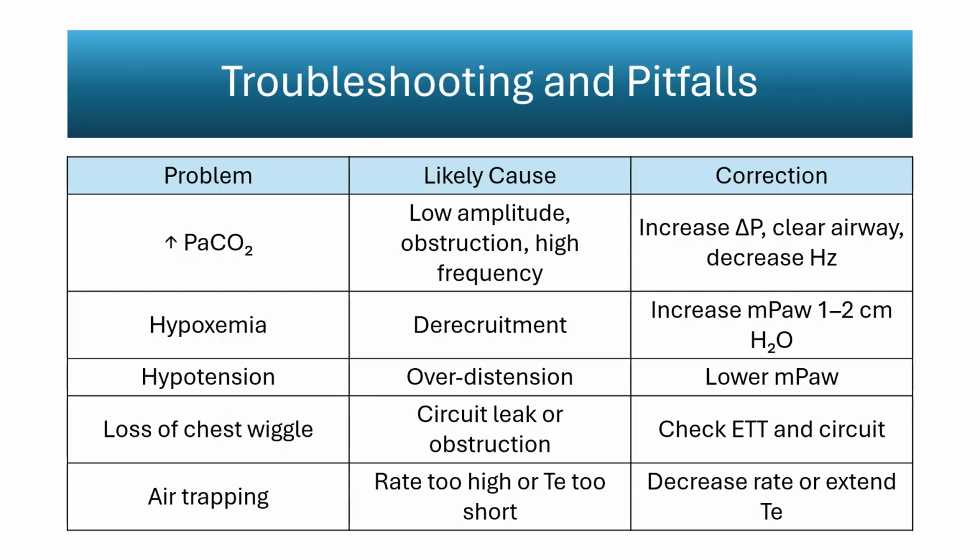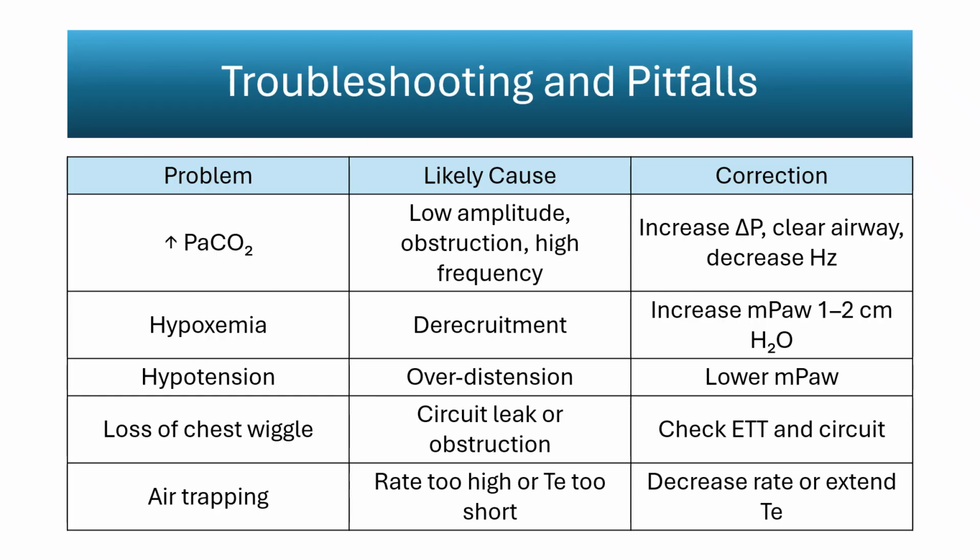It usually indicates obstruction, disconnection, or significant derecruitment. Immediate inspection of the endotracheal tube, circuit, and humidifier is required before altering settings. If obstruction or water accumulation is not the cause, evaluate for pneumothorax or main stem intubation.